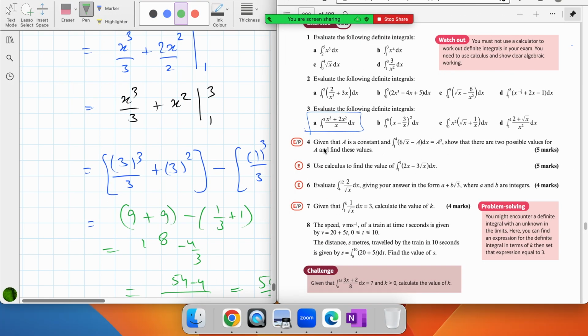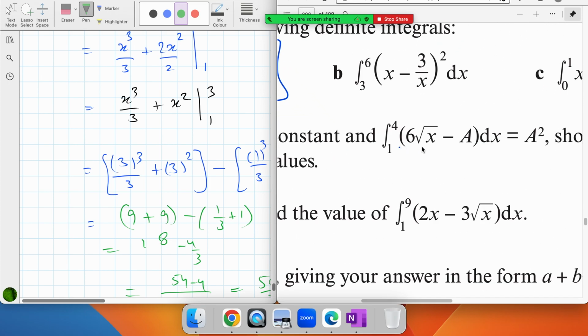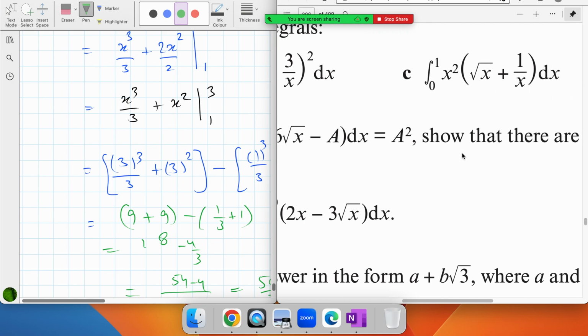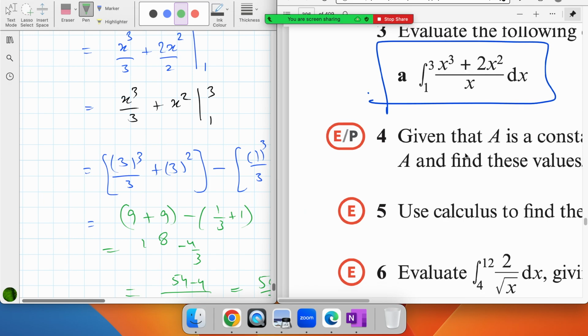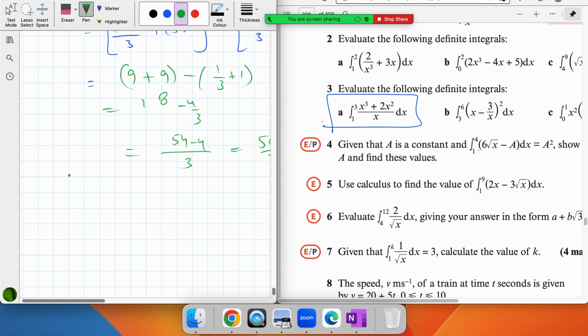Now look at this question number 4. It says given that a is a constant, limits are given 1 to 4, 6 square root x minus a dx equals a square. Show that there are two possible values for a. Find these values. So first we'll simplify the question a bit using the limits and integration, then equate it with a square.